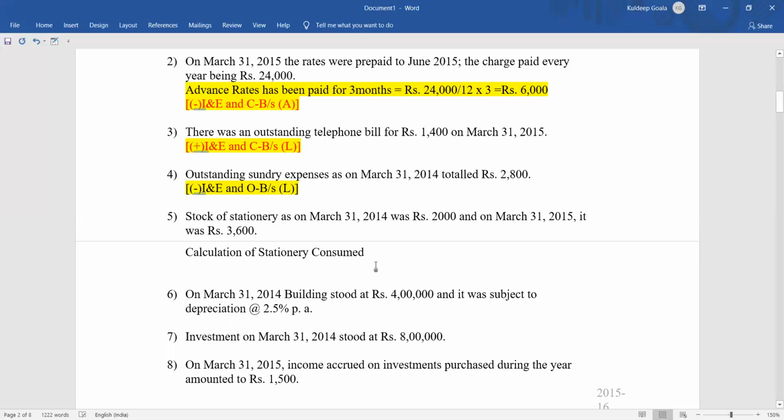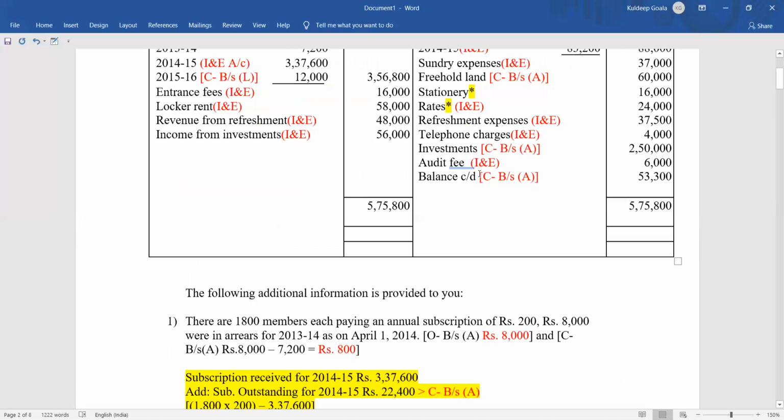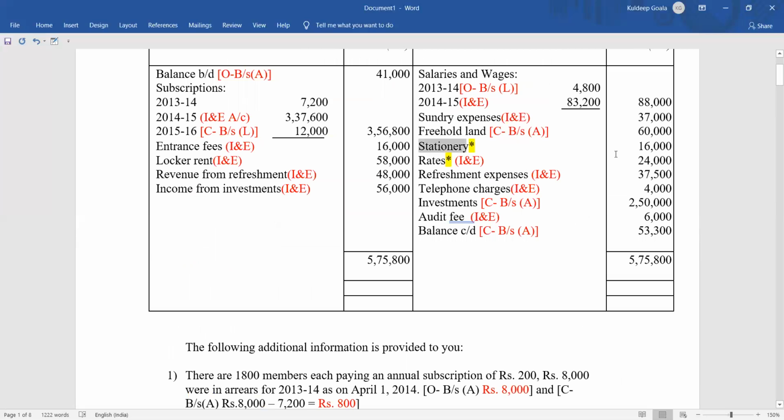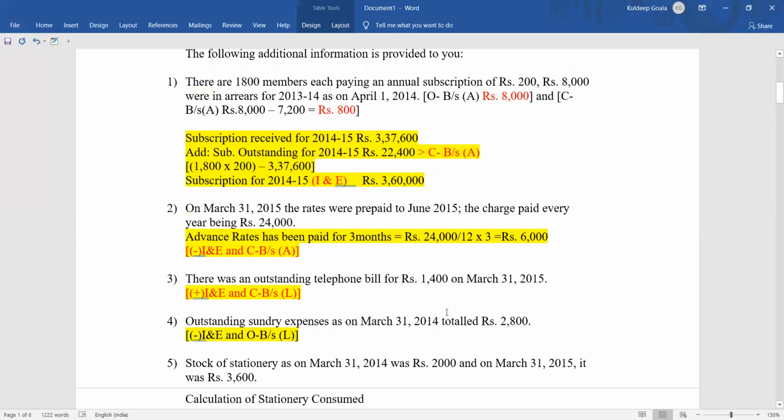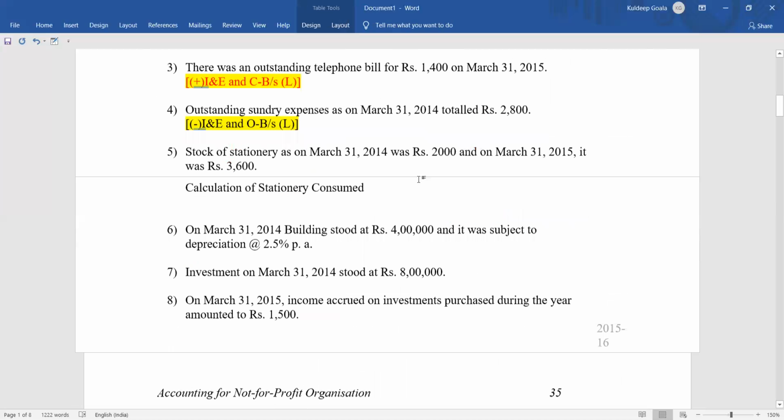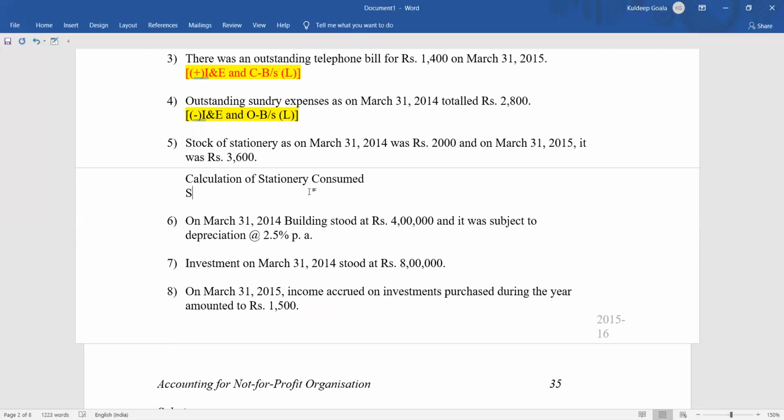सबसे पहले क्या करना है, we'll just find out what is the total stationery payment we have done this year. See, it is stationery, that is in the payment side. Okay, payment side net. How much? 16,000. So that is the payment of stationery this year. So we'll start with that. Okay, but we'll write payment of stationery.